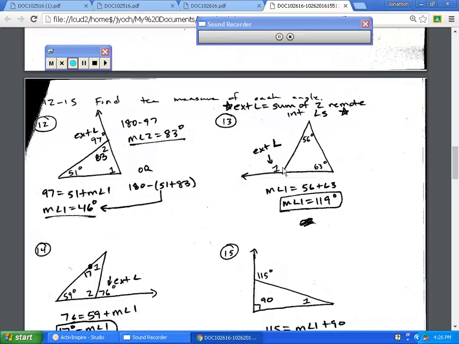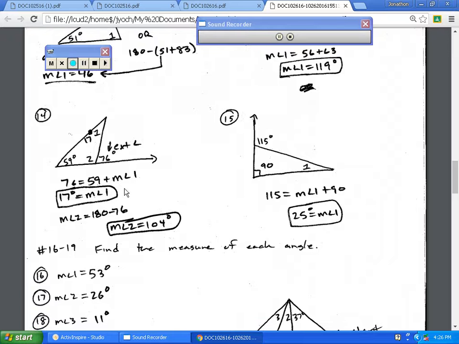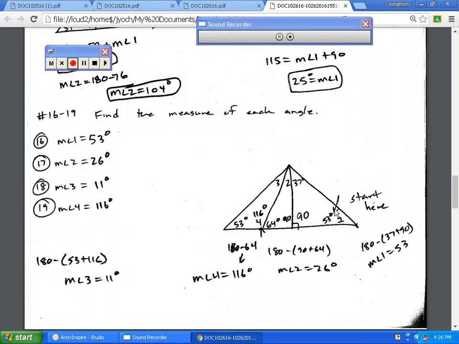Alright, guys, on 13 you just want to use the exterior angle theorem. Angle 1 is the sum of 56 and 63, 119. 14, folks, 76 is angle 1 plus 59. Subtract 59 from 76. The measure of angle 1 is 17. Just do 180 minus 76. A straight line is formed here. 180 minus 76 is 104. That's angle 2. 115 is the exterior angle. It's equal to the sum of 90 and angle 1. Subtract 90 from 115. The measure of angle 1 is 25.